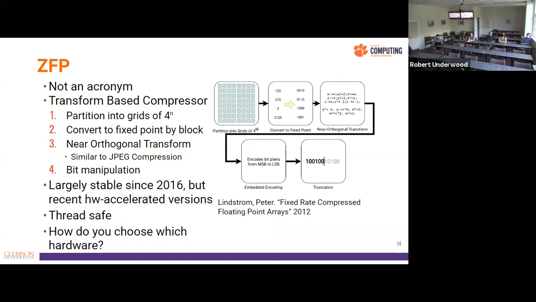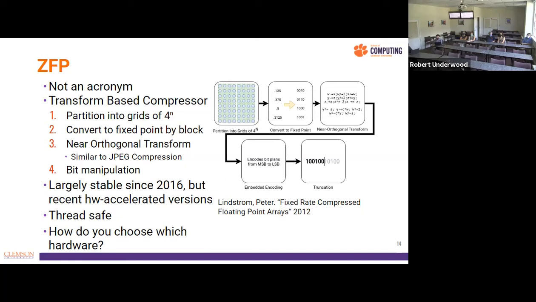ZFP, also not an acronym, is a transform-based compressor. This is using a different principle, which is in many ways more similar to what a JPEG does. Now, how does it work? Basically, instead of representing individual values within the image that you're considering, it represents each value as a sum of patterns. And by understanding things as a sum of patterns, these patterns can be stored much more concisely than the individual values that make up those patterns.